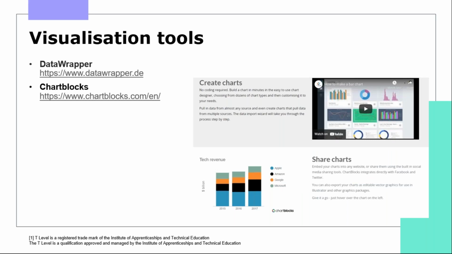We've then got Chartblocks. Again, this is an easy to use chart builder. It takes a few minutes to put a chart together. And some of the types of charts that are available are things like bar, line, scatter charts, and pie diagrams.